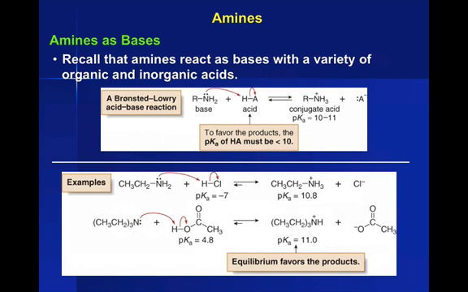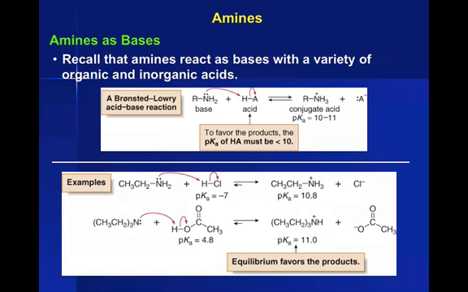We also know that amines can react as bases. They're not only nucleophiles, but they also function as bases. Some examples of the reactions are shown there. Equilibrium favors the products. Can you tell me why? pKa, that's right. We're going from a pKa of the acid, which in the top example is -7, to a pKa of almost 11. Equilibrium always favors the weaker acid side in an acid-base reaction like this. So we're going from a much stronger acid to a much weaker acid in this process.